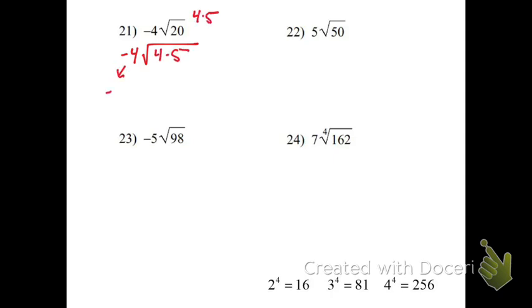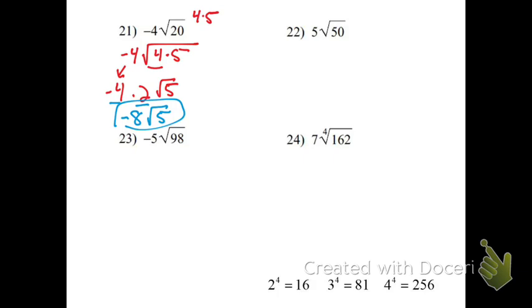So this negative 4 is coming down. Now, what is the square root of 4? 2. What's the square root of 5? It's the square root of 5. So you can't do anything with the 5, so it stays in. Then we simplify it. What's negative 4 times 2? That'd be negative 8 with a root 5 attached. So that's going to be 21 simplified for you.